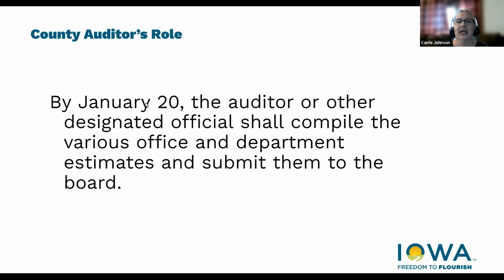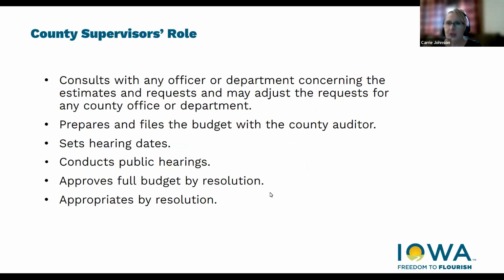And then again, we talk about compiling that budget, and the county auditor works with the departments to do that, to pull that information together. The county supervisors then consult with the departments and the officers concerning those estimates, so adjustments can be made, with back and forth discussion on those items. They work with the county auditor to prepare the budget.